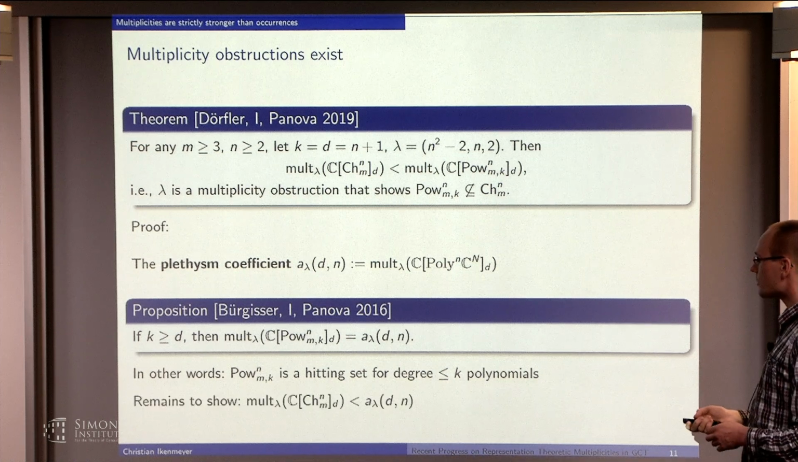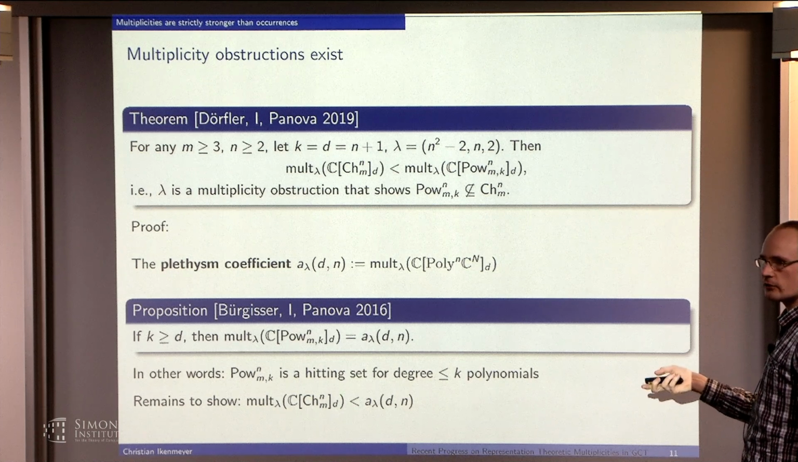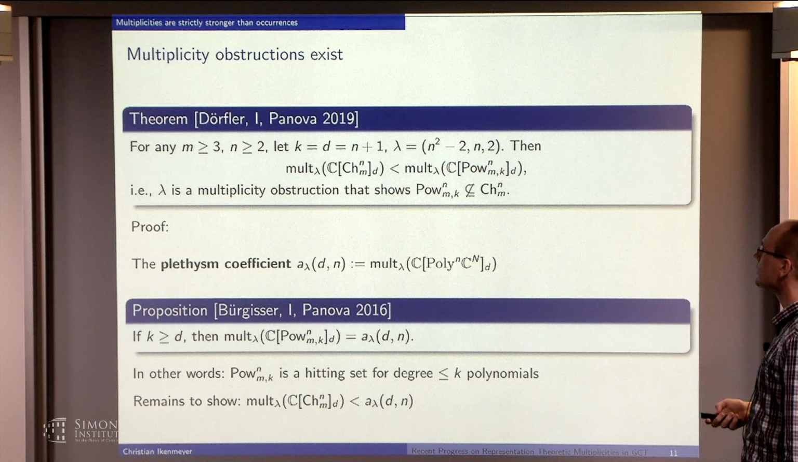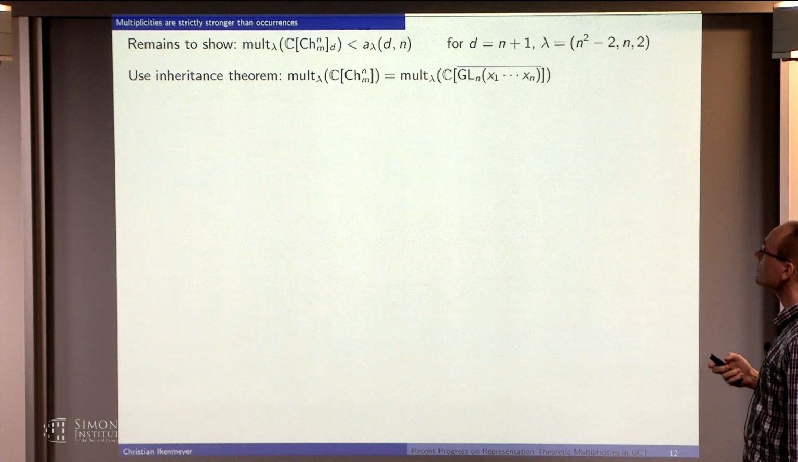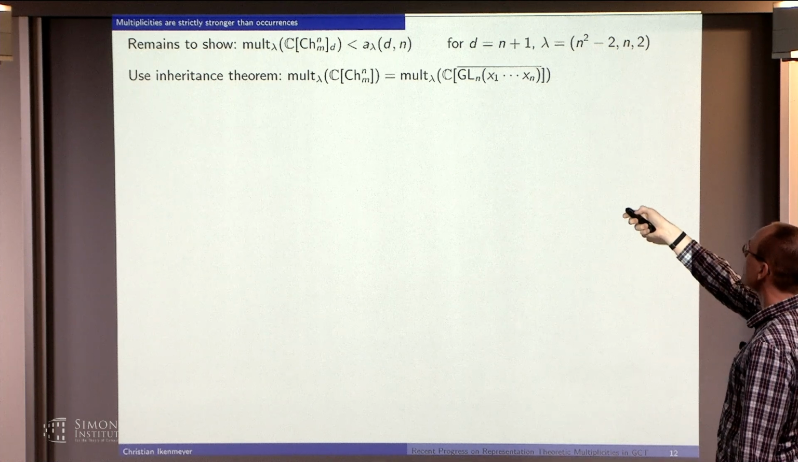Okay, so what remains to show is that this is not maxed out. For the Chow variety, you have something that is not maximal. So how would you do such a thing? You do it as follows.